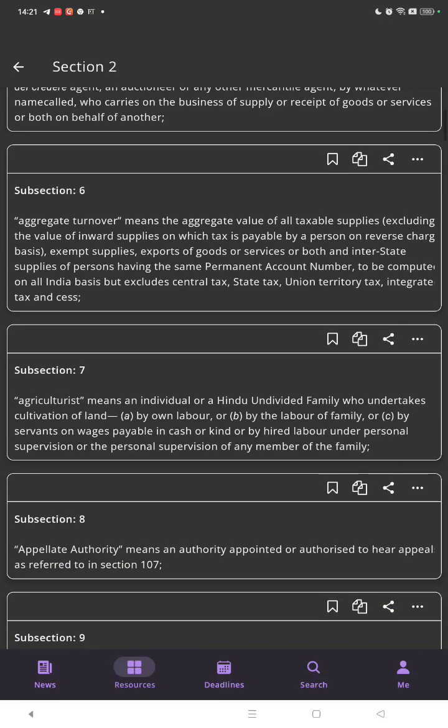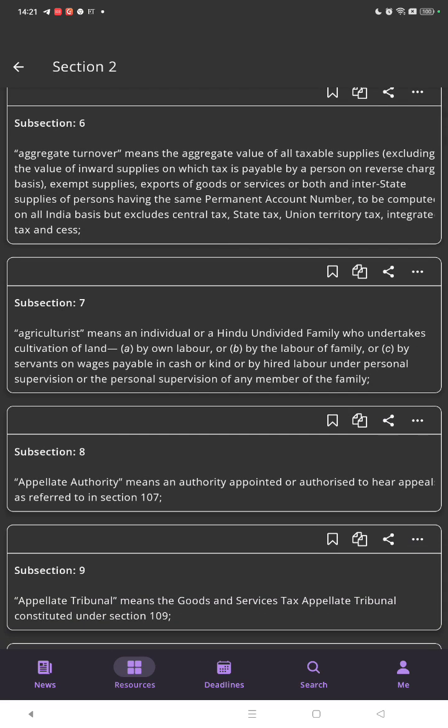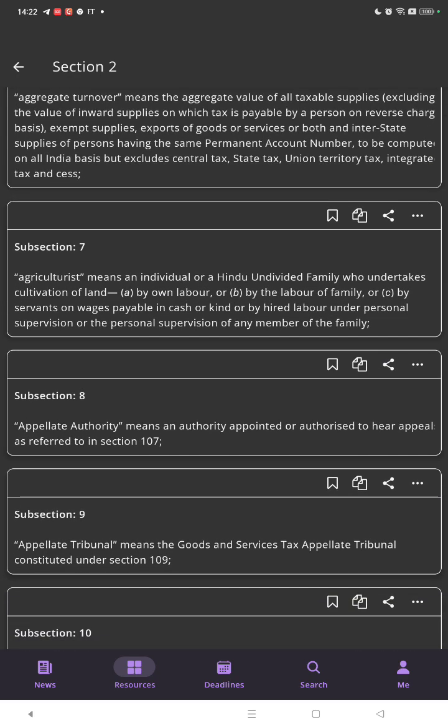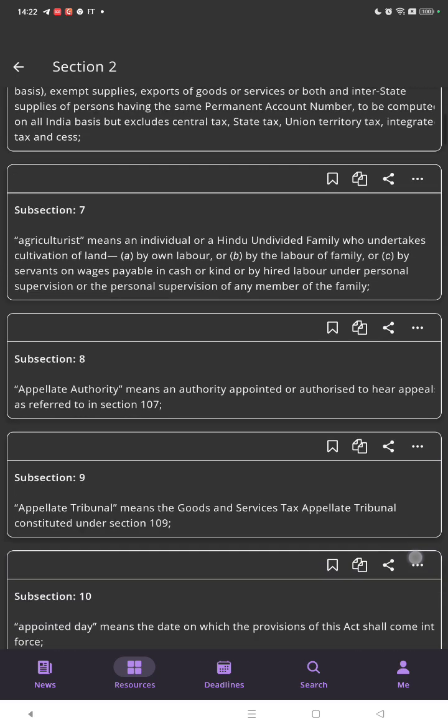Subsection 7, agriculturist. Agriculturist means an individual or HUF who undertakes the cultivation of land by own labour, or by the labour of the family, or by servants on wages payable in cash or kind, or by hired labour under the personal supervision of any member of the family.